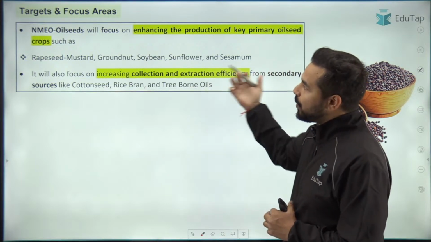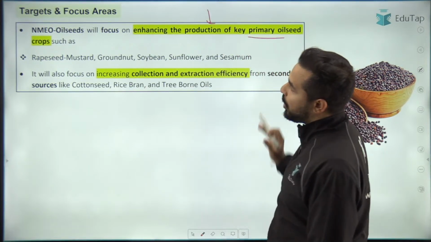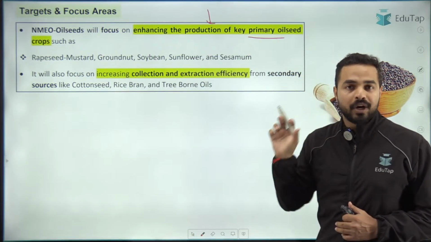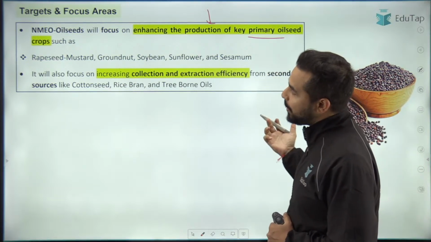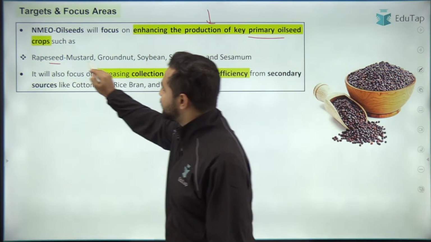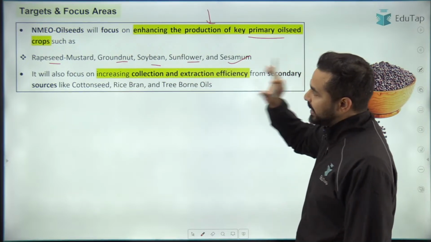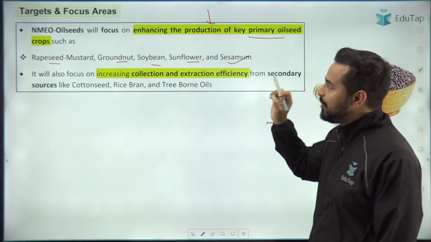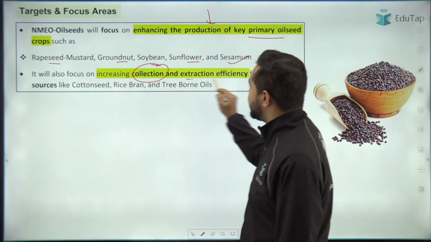So when we talk about the focus areas, it will be focusing on enhancing the production of the primary oilseed crops. जो हमारे प्राइमरी ऑयलसीड क्रॉप्स हैं उनकी डोमेस्टिक प्रोडक्शन के ऊपर फोकस किया जाएगा. और कैसे किया जाएगा? What are these crops? These include rapeseed, mustard, groundnut, soybean, sunflower and sesame. Basically these are the crops on which this mission will be focusing, and it will also focus on increasing the collection and extraction efficiency.